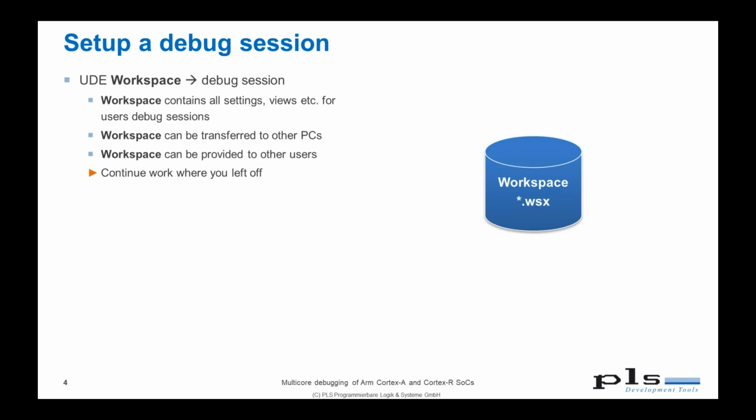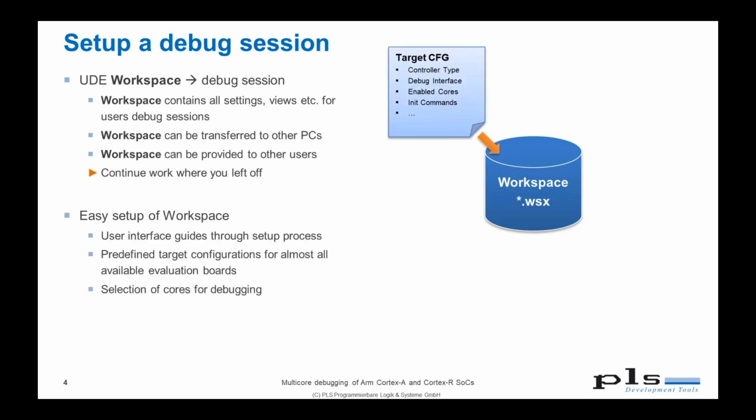This is the first step if you want to debug a multicore application: to create a workspace for that. What you need to do is define at first what target you want to debug: the controller type, for example, the debug interface that you want to use, and which cores you want to debug of a multicore system. It's sometimes not necessary to have all the cores available in the debug session because your application doesn't use all the cores, for example.